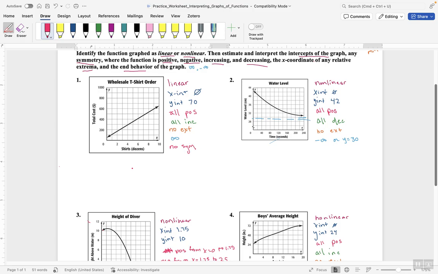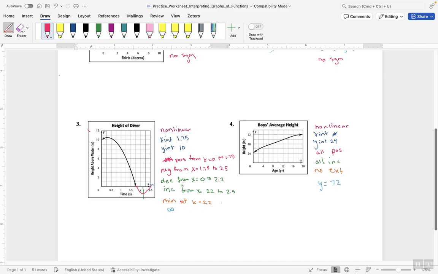This one also doesn't have symmetry because it doesn't matter where I draw the vertical line, it's not going to line up. So I'll say no symmetry. And then I will show you an example of symmetry here in a bit. Neither of these have symmetry either.